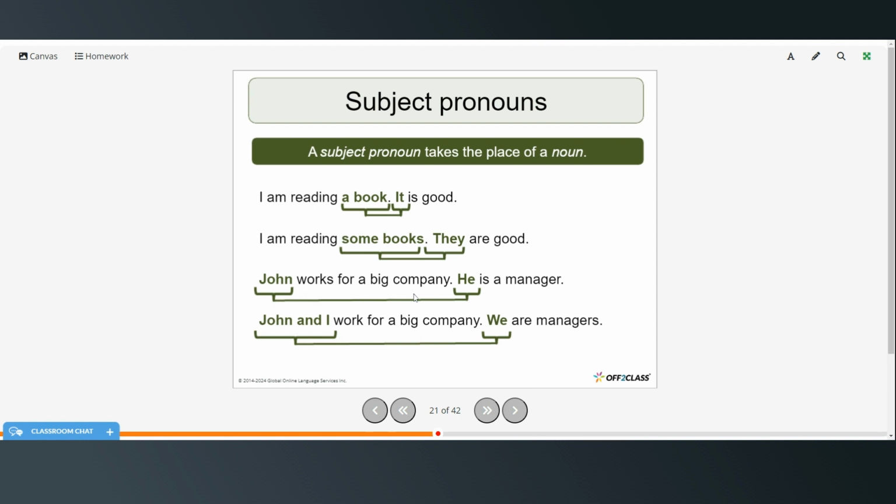John works for a big company. He is a manager. So John is a man, and so we can replace his name with the subject pronoun he. John and I work for a big company. We are managers. So we is plural when you're talking about yourself and at least one other person.